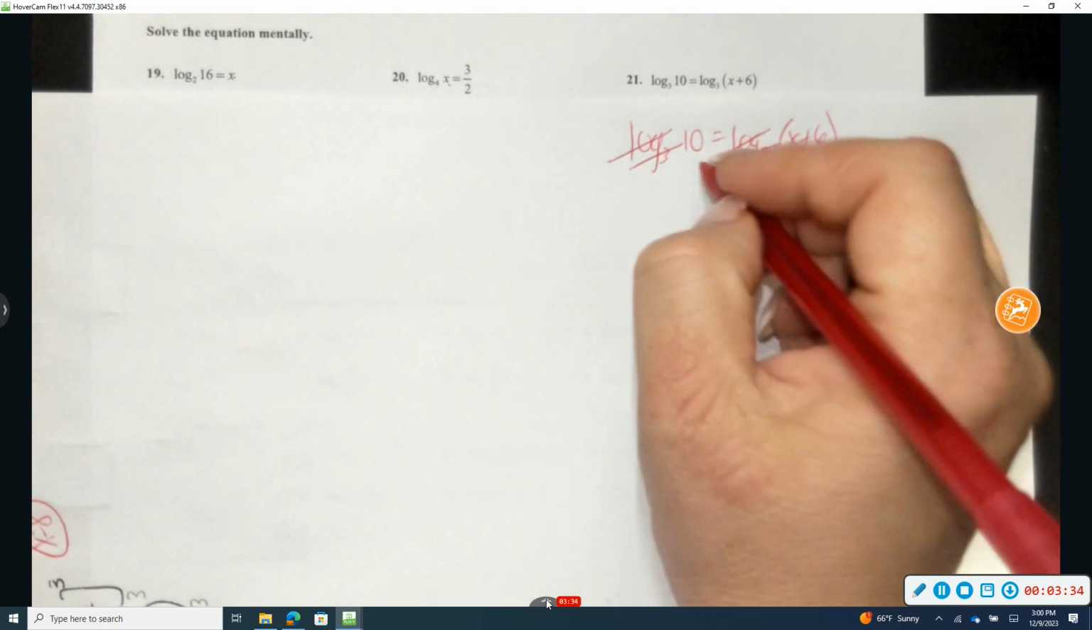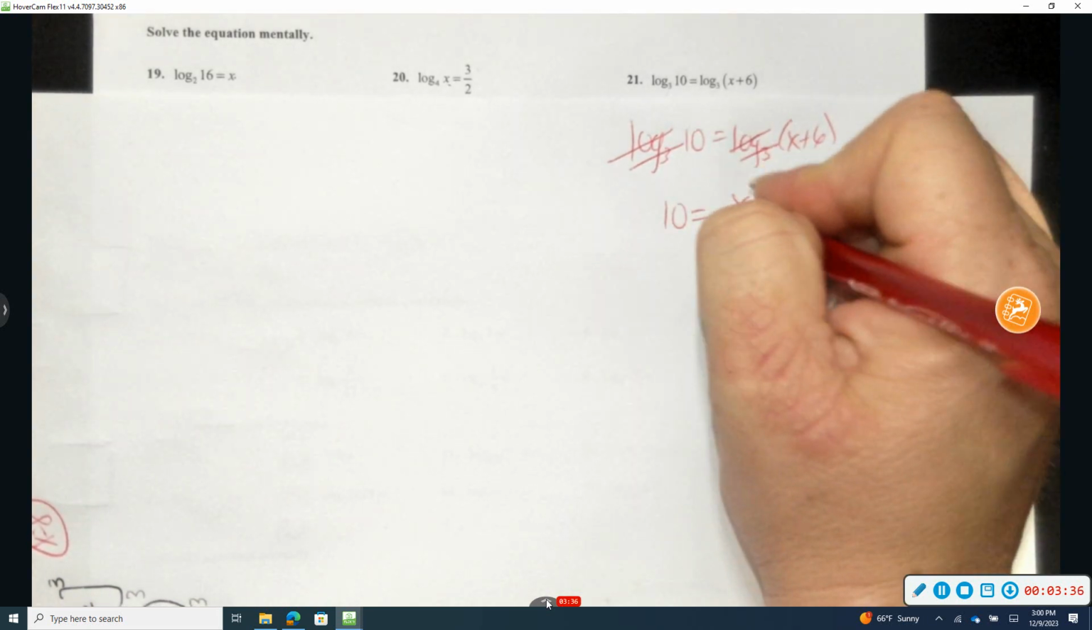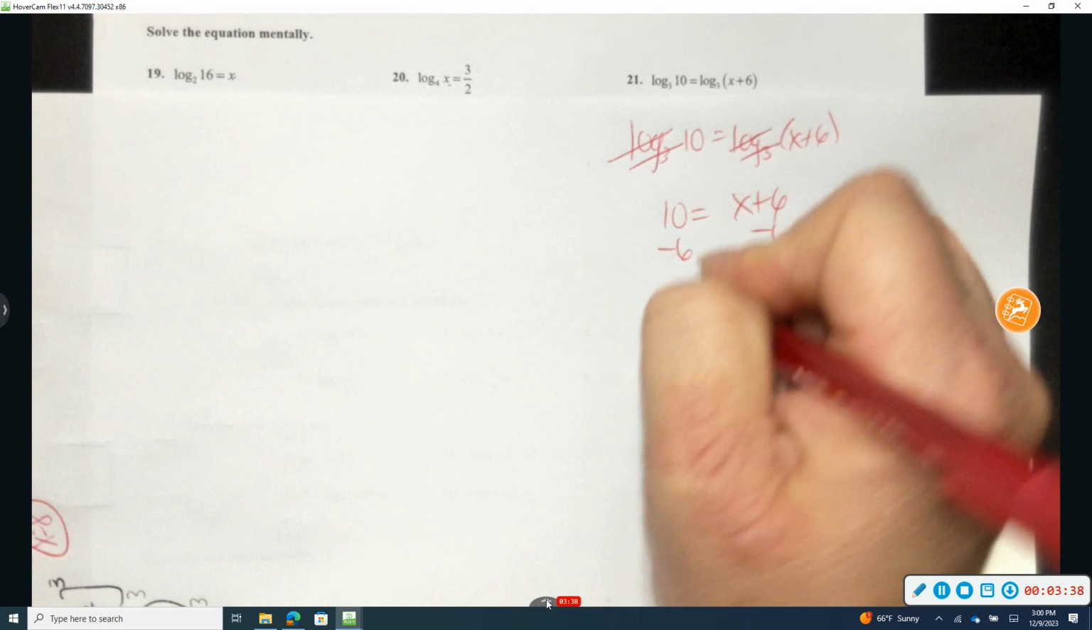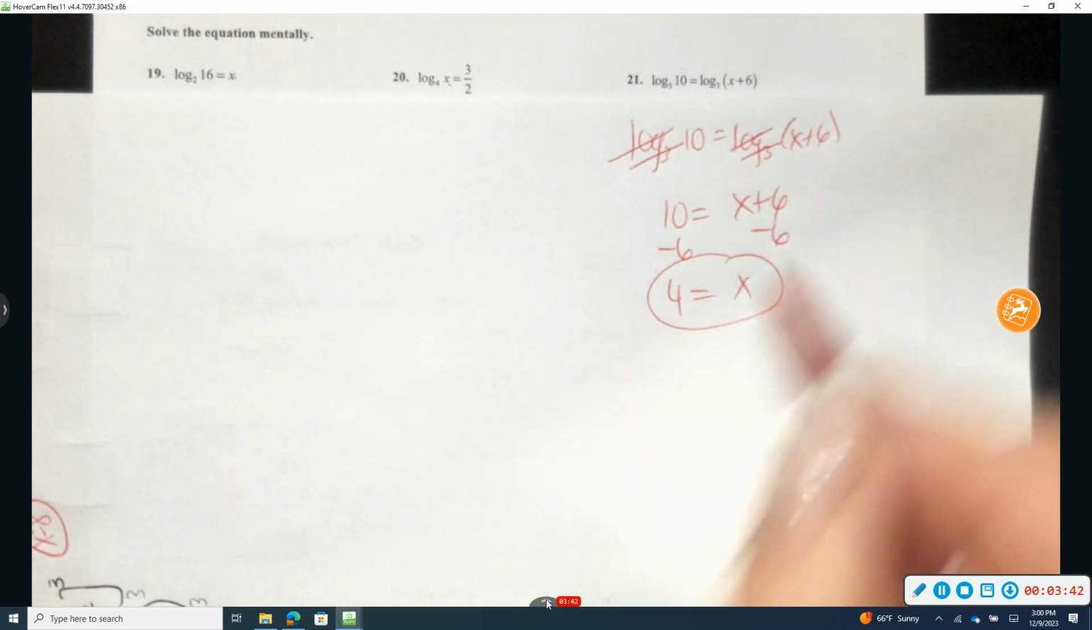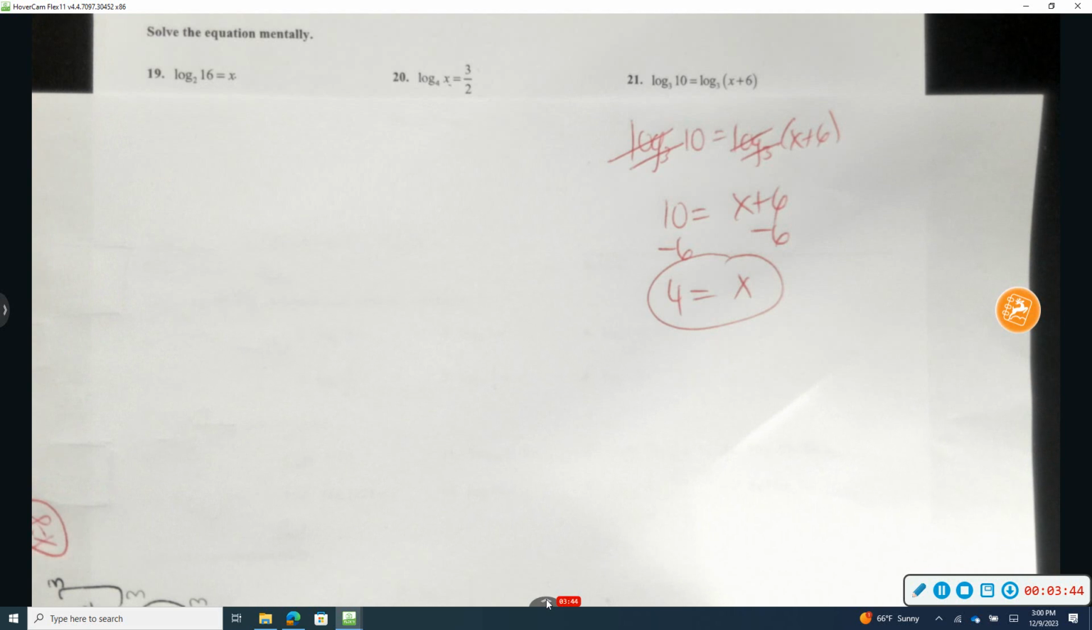This is the shortcut, and I simply take 10 equals x plus 6. I'm subtracting the 6 from both sides, and I get an answer of 4. Now, it is important that we go back to make sure there's no extraneous solutions.